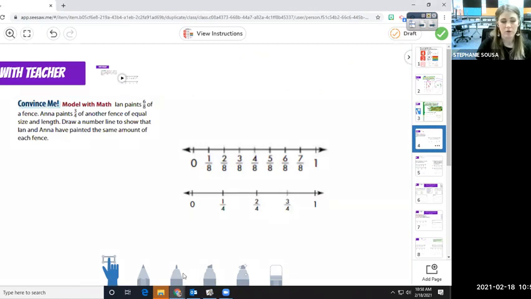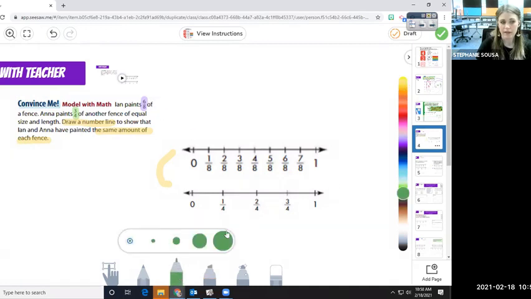On slide 4, it says Ian paints 6/8 of a fence. Anna paints 3/4 of another fence of equal size and length. Draw a number line to show that Ian and Anna have painted the same amount of fence. So we have to do two things. We have to do our number lines, which we've already done for you, and we have to show that they painted the same amount.